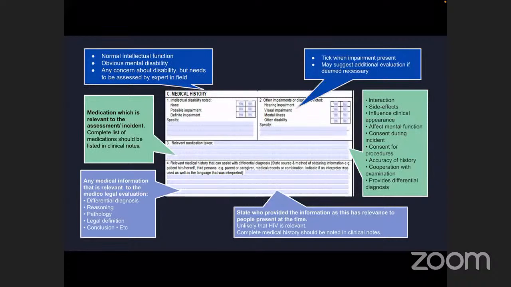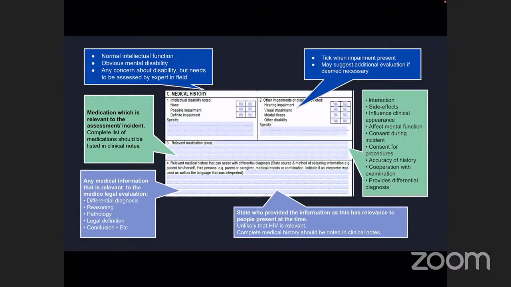The next part is broken into two about the medical history in the J88 form, which is considered by the court quite an important section. So it starts off with first, when you look at the medical history, to note if there is intellectual disability in the patient or individual. It's basically to first obtain whether there's normal intellectual function, if there's any obvious mental disability, and if it's already been documented before that the person has a mental disability, it should be noted, or if there's a concern that there's mental disability, that further assessment at your discretion needs to be taken.